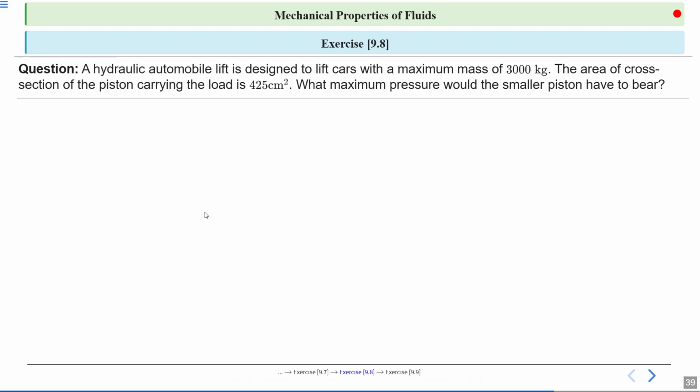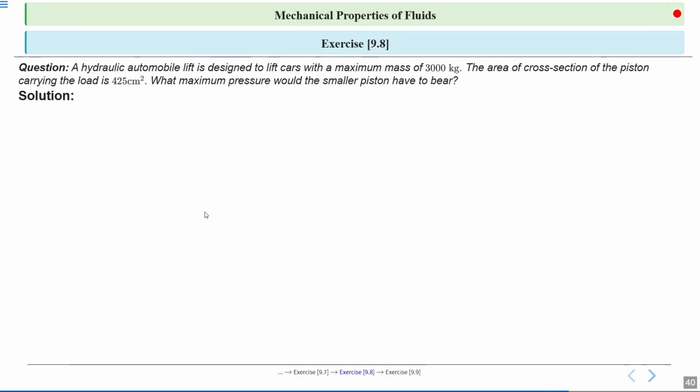A hydraulic automobile lift is designed to lift cars with a maximum mass of 3000 kg. The area of cross section of the piston carrying the load is 425 centimeters square. What maximum pressure would the smaller piston have to bear? Let's see the solution.